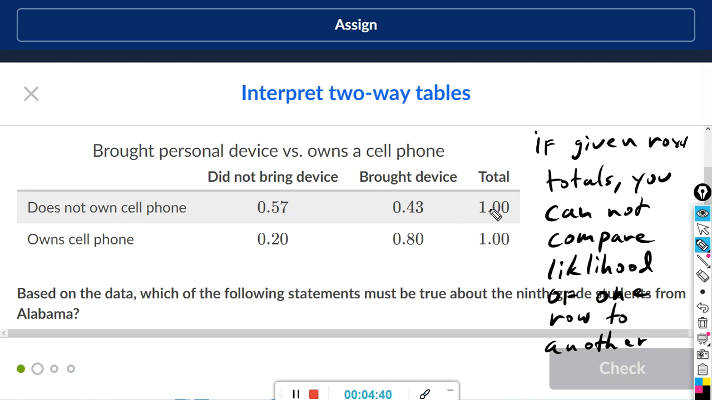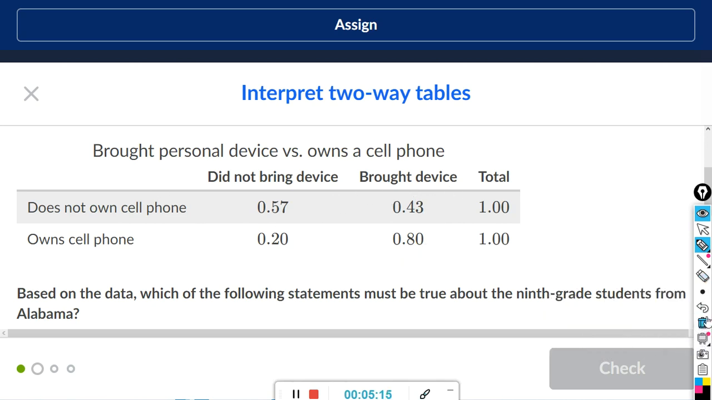See this here? This is a total percentage, okay? And this is 43% right here. It looks like this is less than this, but that's not necessarily true because this could be 43% of 100. And this could be 80% of just 10. All right, we don't know that. So if you're given the row totals, you cannot compare the likelihood of one row to another. All right, the same is true of the column totals. So whenever you get this question, it's tricky. Let's look at their answers.